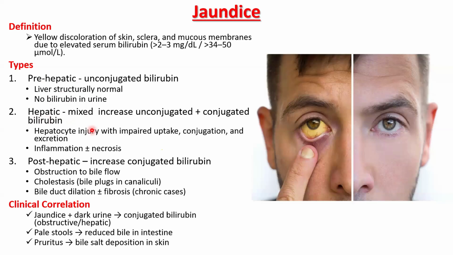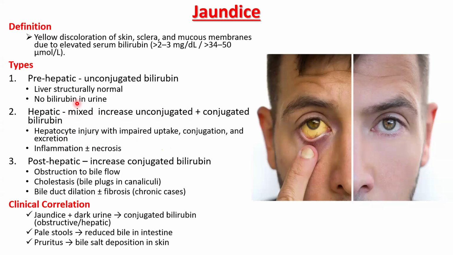And this hepatic jaundice, where now we have hepatocyte injury. Remember, we talked about one of the cell types in the liver being called hepatocyte. So the hepatic type of jaundice is actually a mixed type of jaundice where you have an increase in unconjugated and conjugated bilirubin. Bilirubin is one of the byproducts of the liver components. And so due to the hepatocyte injury, there is impaired uptake, conjugation, and excretion of this bilirubin. So we have prehepatic, and hepatic is the liver itself.